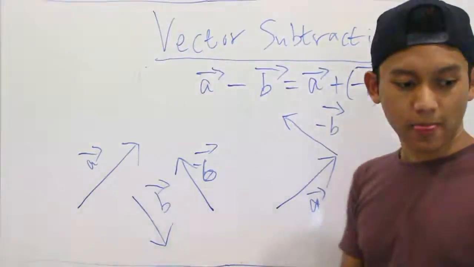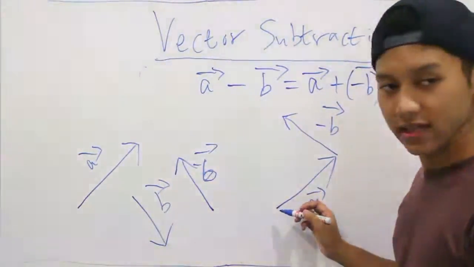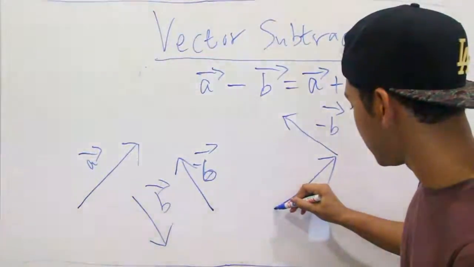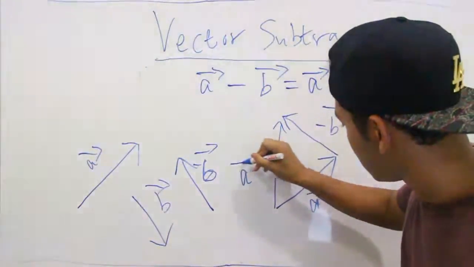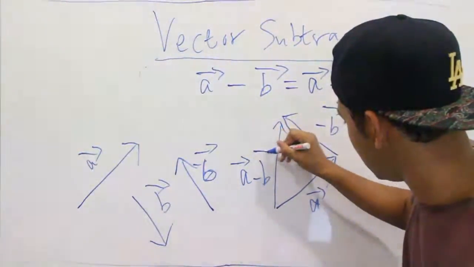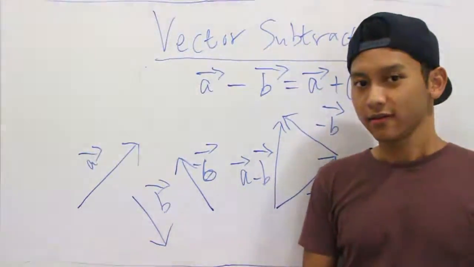Now the resultant vector is from the tail of the first vector to the head of the last vector. This is vector A minus vector B. And that is the subtraction of two vectors.